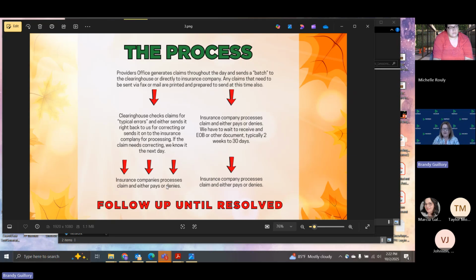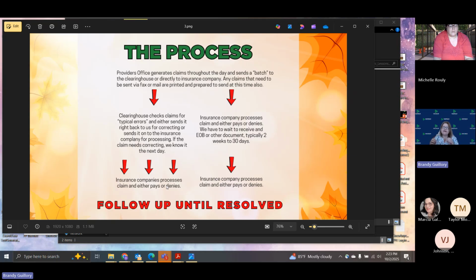All right, so the second way, if we have to send it directly to the insurance company, and this is the way it used to always happen before there were clearinghouses, okay? We would send it to the insurance company, they process the claim, and it either pays or denies. But at that point, we have to wait to receive either an EOB or some other document to find out what happened with that claim. And that can take anywhere from 2 weeks, 30 days. I've seen it 60 days.